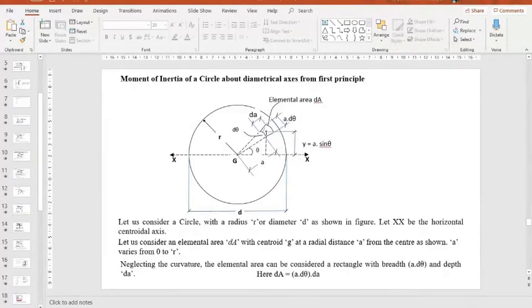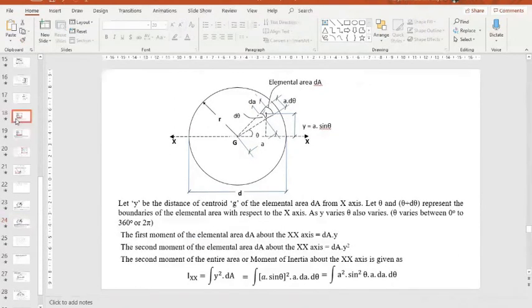Will derivations come in exams? Full proof means with the statements and all, or direct? In the exam you'll get the proofs as well. I mean, you need to prove. I'll just show you. Is this visible?